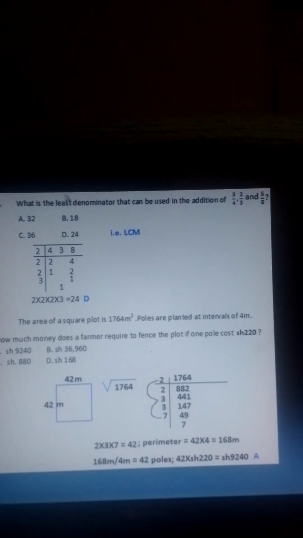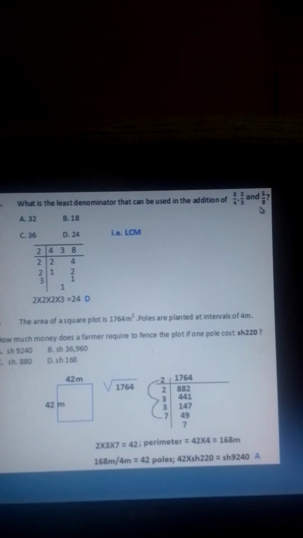What is the least denominator that can be used in the addition of 3 over 4, 2 over 3, and 5 over 8? So we want to have the common denominator, and that's what we call the LCM, the least common multiple. Okay, for 3, 4, and 8. So this is how we get the LCM. You write the numbers there, 4, 3, and 8, that you want to find their LCM.